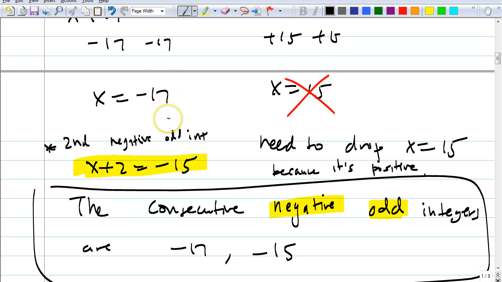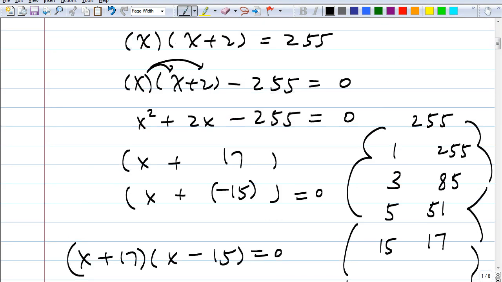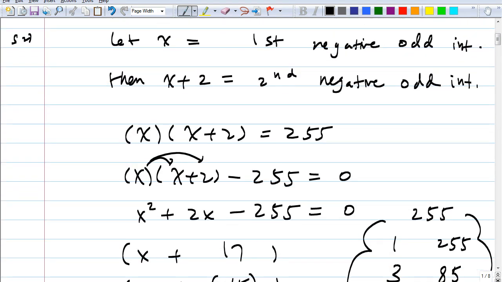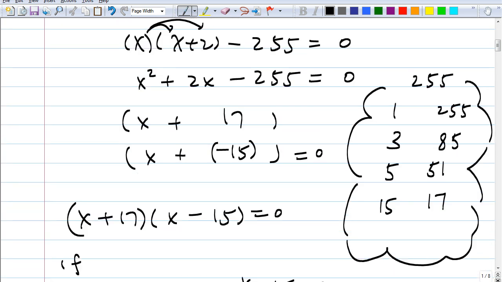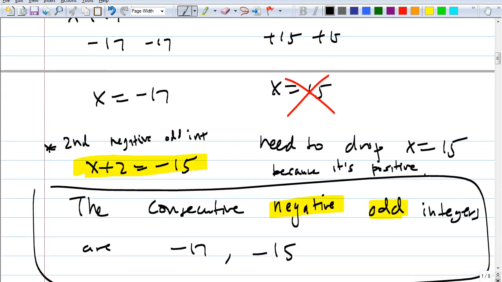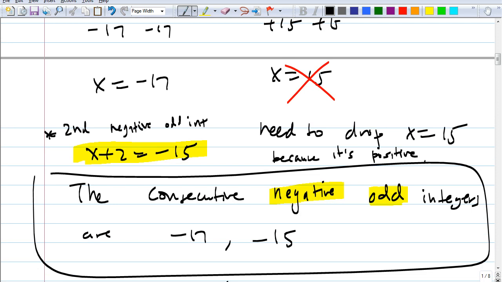Wait, how do you choose which one to add it to? Well, let's go back. What do we say? If we let x be the first odd integer, which came out to be negative 17, how do you get the second one? You add 2 to it, right? So what's negative 17 plus 2, guys? Negative 15, right? Any question? There it is, okay? Let's move on to then example 2.